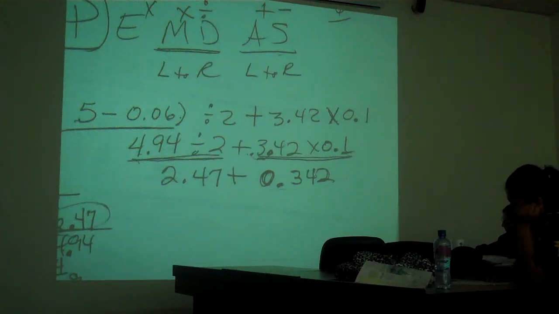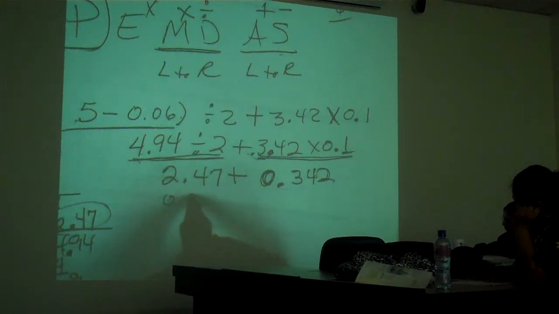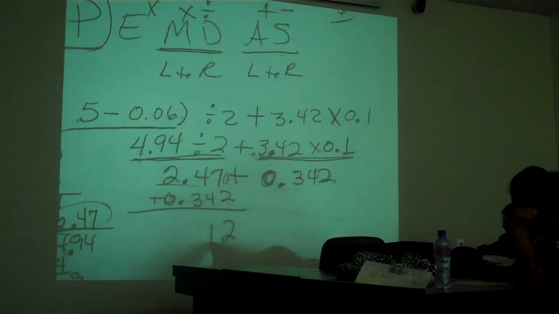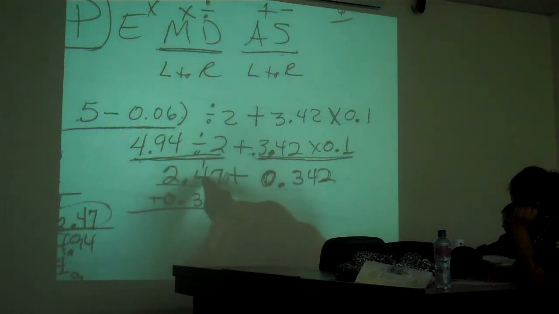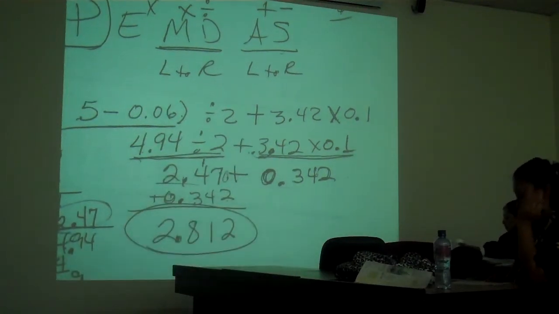And then just add those. Make sure you line up the decimal when you're adding. So 0.342 added to the 2.47. 2 plus 0 is 2. 7 plus 4, 11. 4, 5, 6, 7, 8. Bring that decimal straight down. 2 plus 0 is 2. So that would be your final answer.